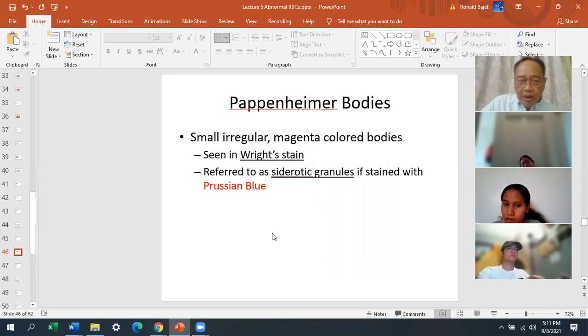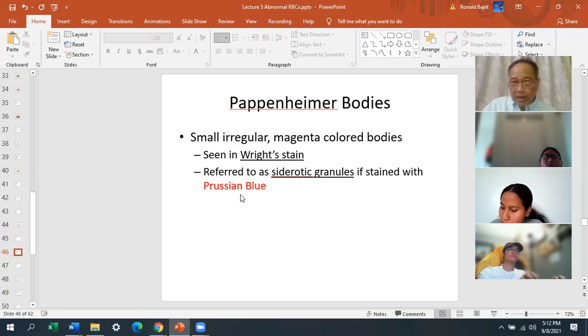These Pappenheimer bodies, if you stain with Prussian blue, a different stain as opposed to Wright stain, then what you're actually seeing are siderotic granules. It's the same thing as with reticulocytes. If you see polychromasia, remember, that's a term used with Wright stain. However, if you use new methylene blue, then you call it a reticulocyte. So using a different stain, the term is different.